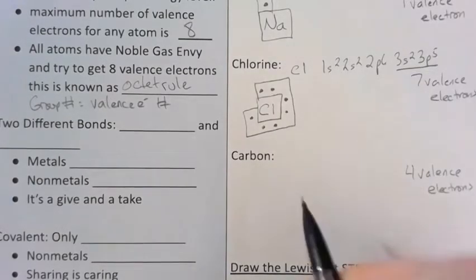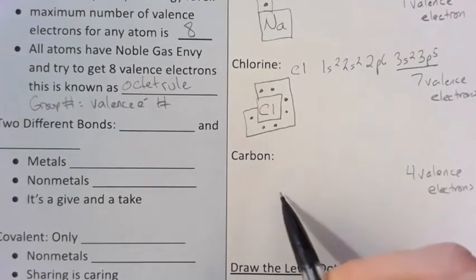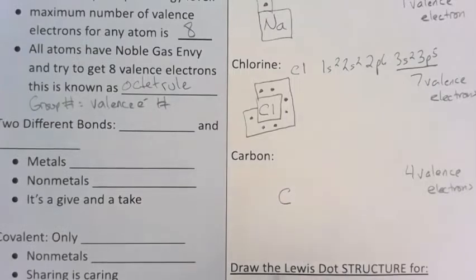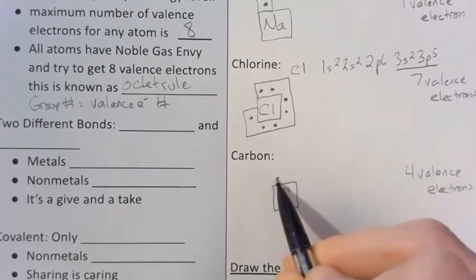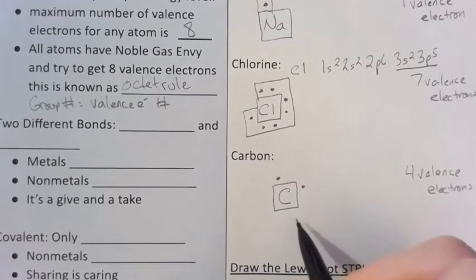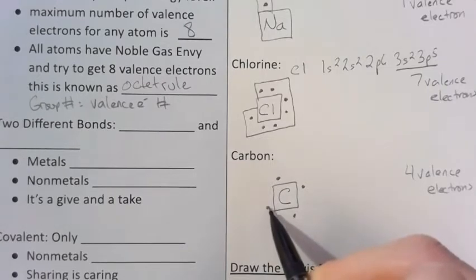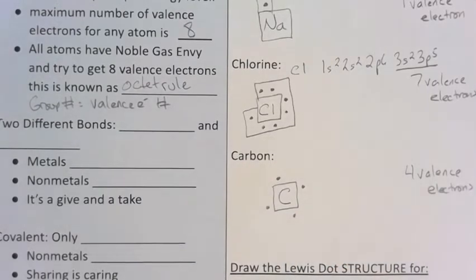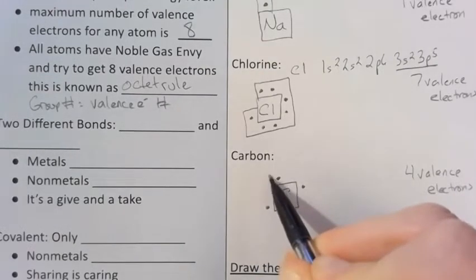And as we get ready to draw the Lewis symbol for carbon, again, we're going to draw the element symbol. We can start visualizing it as existing within this box. And then we're going to put 1 electron per side until we've reached the maximum number of valence electrons for that element. And so this would be carbon's Lewis symbol.